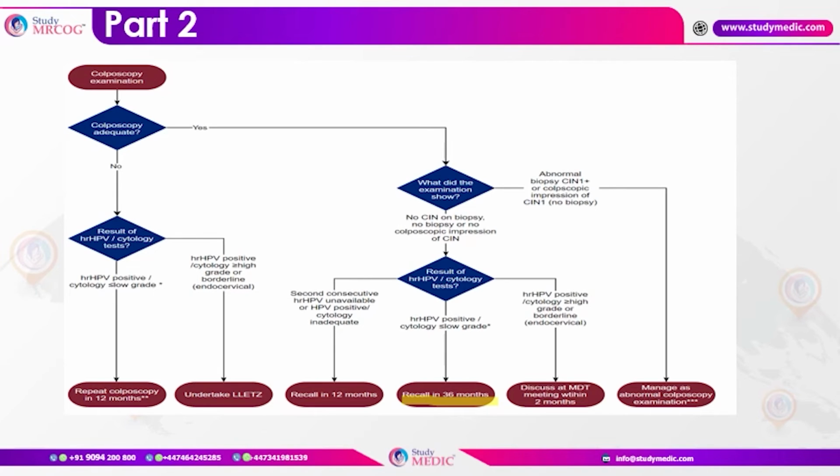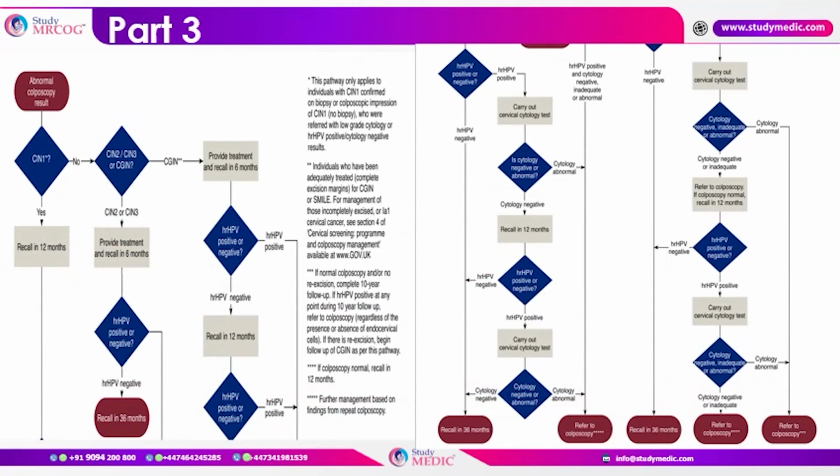Now coming to part 3 of the flowchart, that is, if she has an abnormal colposcopy result, what should you do next? If it is CIN1, you need to recall in 12 months, and you will do a high risk HPV testing.